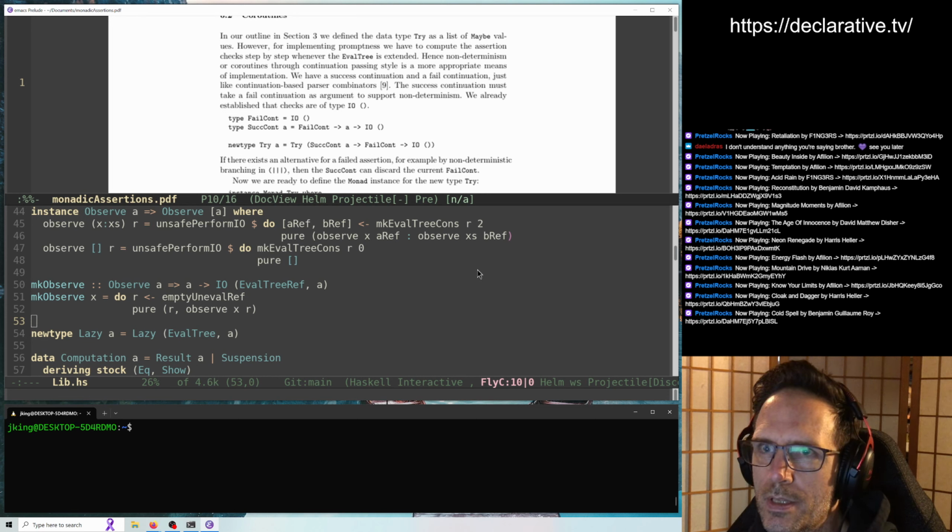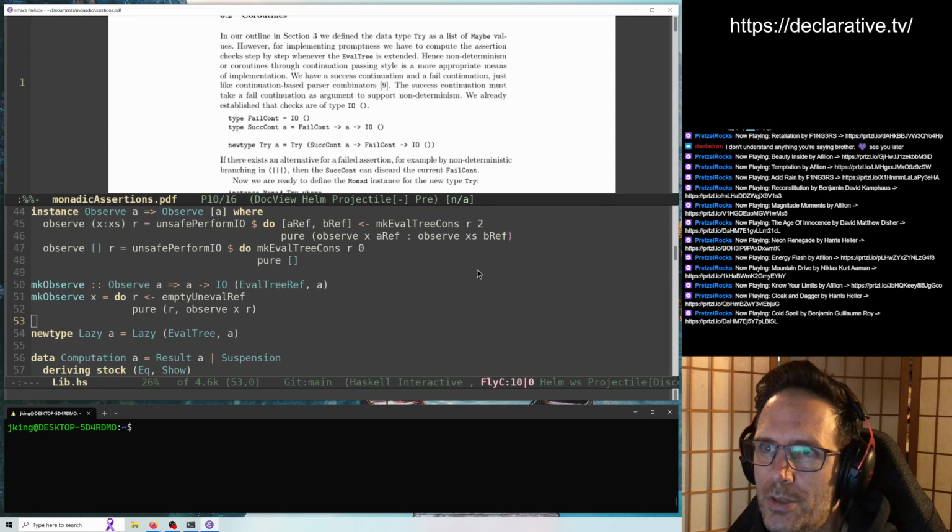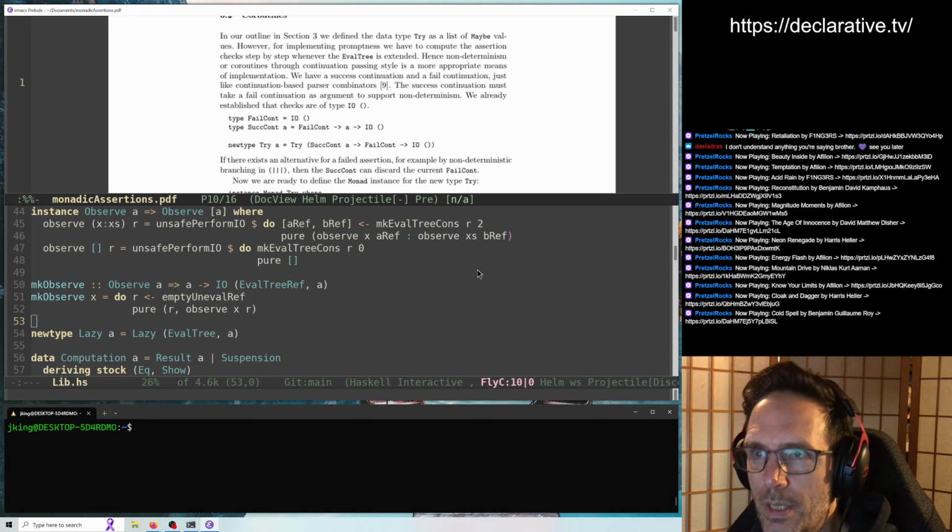We implemented tries as a list of maybe values or computation values. However, for implementing promptness, we have to compute the assertion check step by step whenever the eval tree is extended. Hence, non-determinism or coroutines through continuation passing style is a more appropriate means of implementation. We have a success continuation and a fail continuation, just like continuation-based parser combinators. The success continuation must take a fail continuation as argument to support non-determinism.